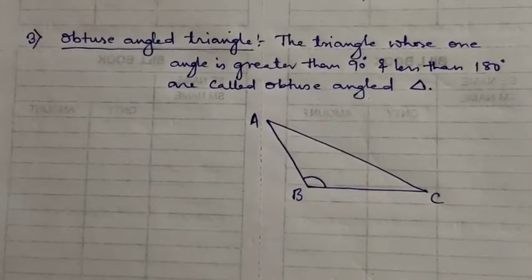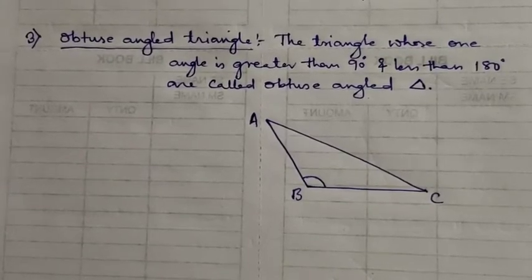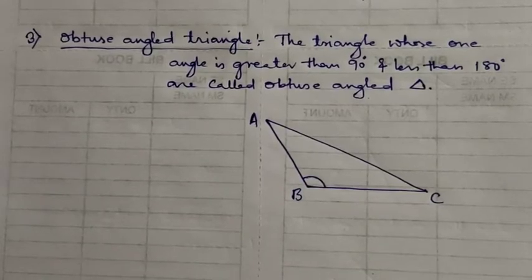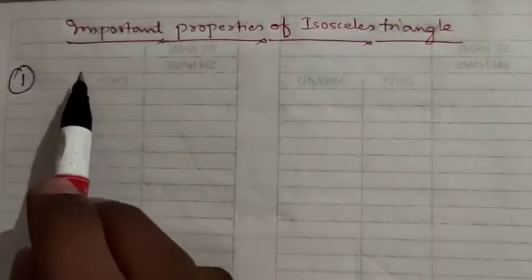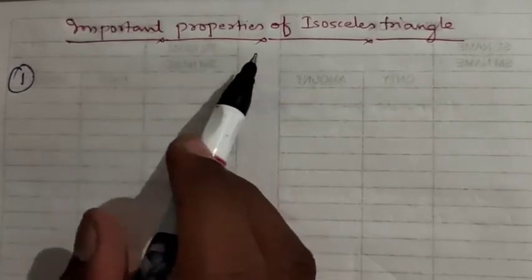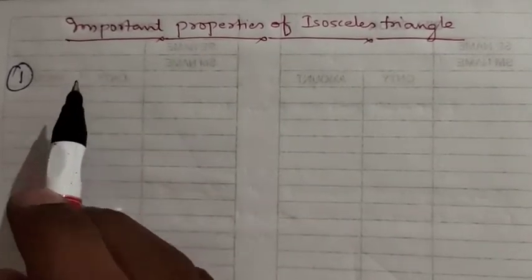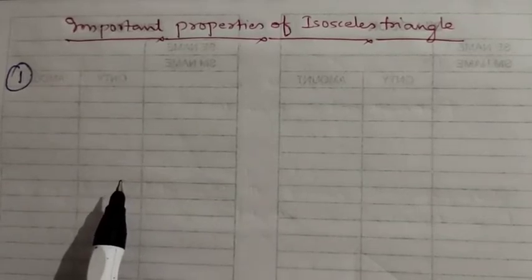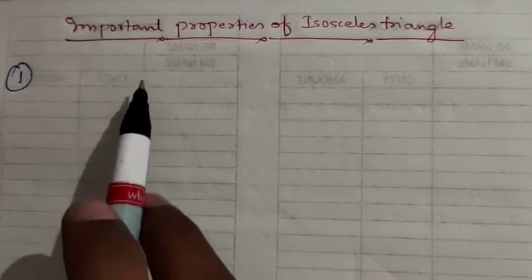Now these were the 6 types of triangle. First 3 were on the basis of side and second 3 were on the basis of angle. Now we are going to learn about some important properties of isosceles triangle. As we have studied, those triangles whose any 2 sides are equal to each other are called isosceles triangles. Now we will see some properties.